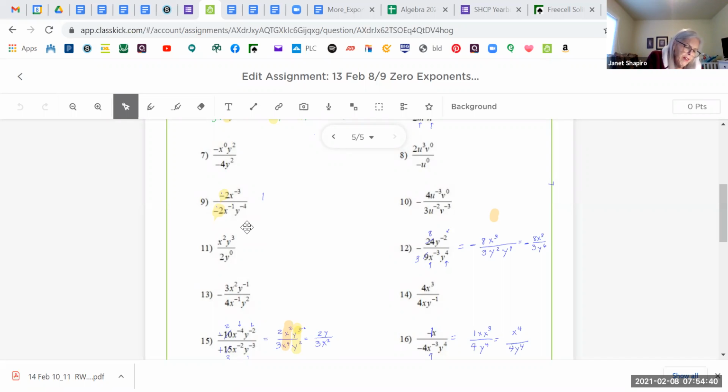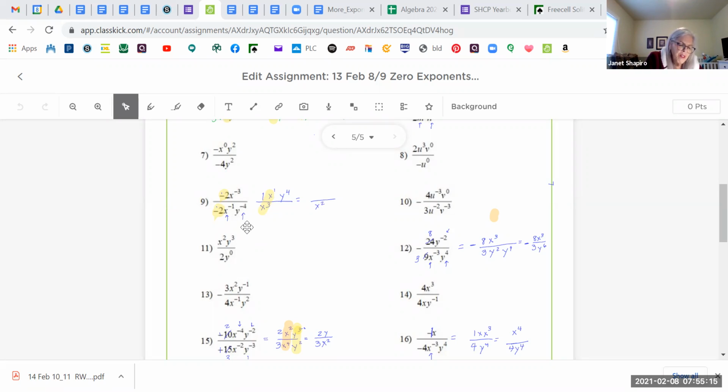I'm going to rewrite variables, moving them to the positive position. So my x to the negative 3 belongs in the denominator. X to the negative 1 belongs in the numerator. Y to the negative 4 belongs in the numerator. And then I will simplify. With my x's, there's more in the denominator, so my answer is going to stay in the denominator, and I'm going to subtract the exponents. 3 minus 1 is 2.